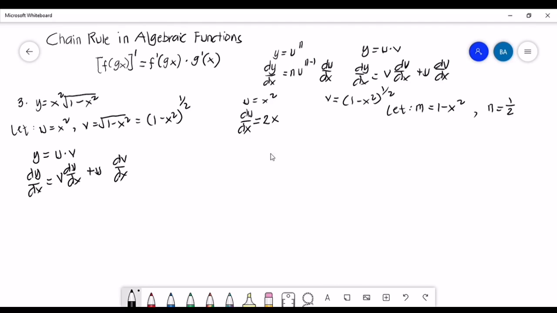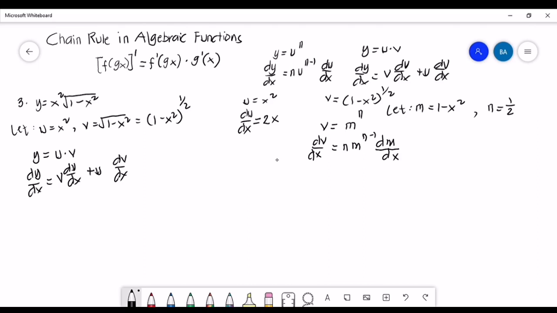Since we will let this designation, what we need is to rewrite the given equation so that it will be easy to solve. So m is this, and n is this. If we differentiate dv with respect to x, we can solve that this is n times m raised to n minus 1, times the derivative of m with respect to x.